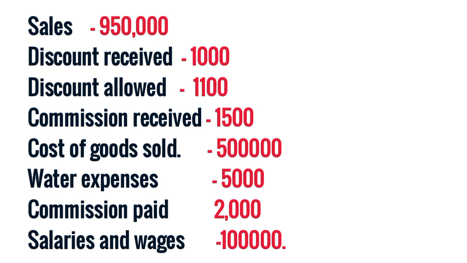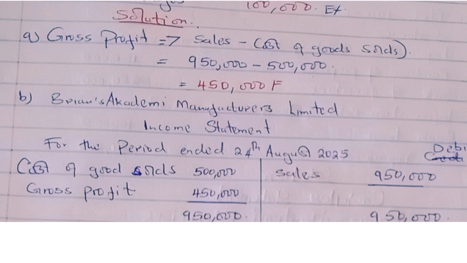We have cost of goods sold at 500,000. We have water expenses at 5,000. We have commission paid at 2,000 and salaries and wages at 100,000. So that's the financial information on the Brian's Academy Manufacturers Limited account for that business year. So let's go to the solution of this area.